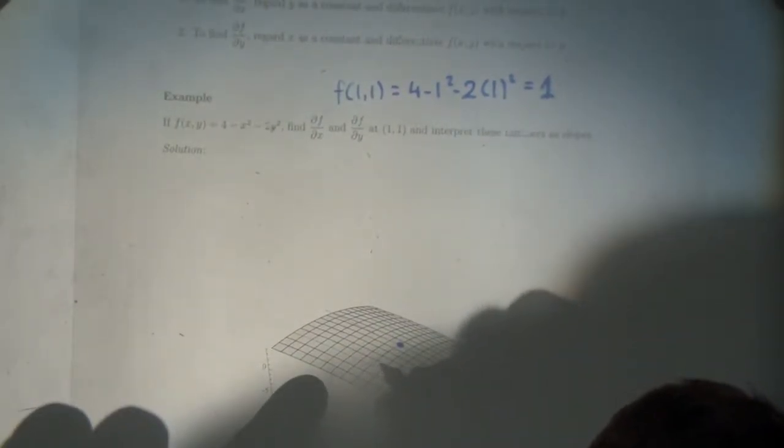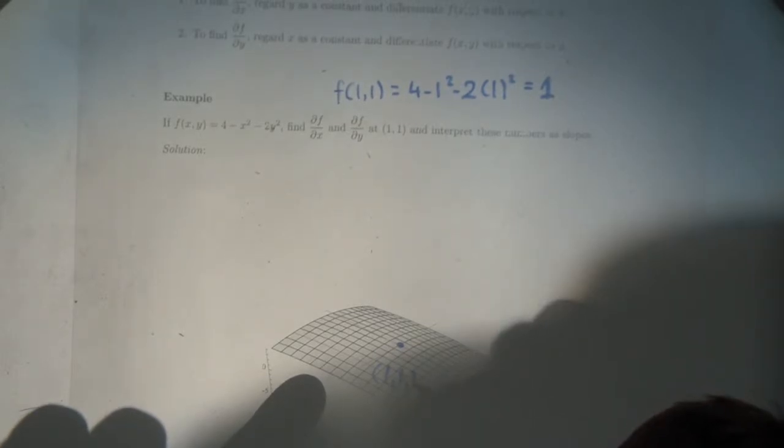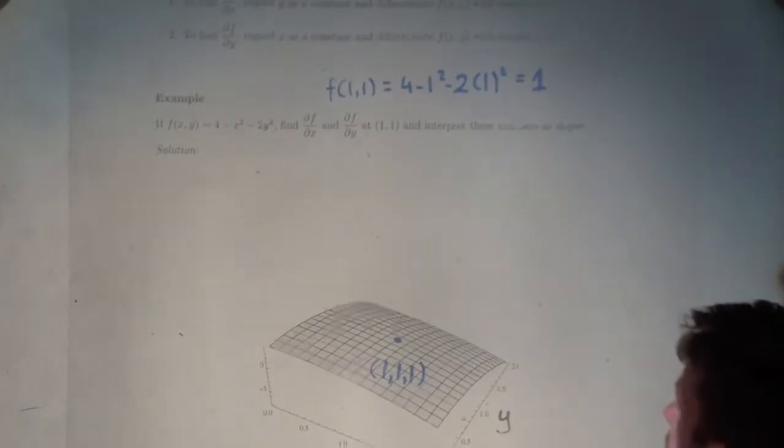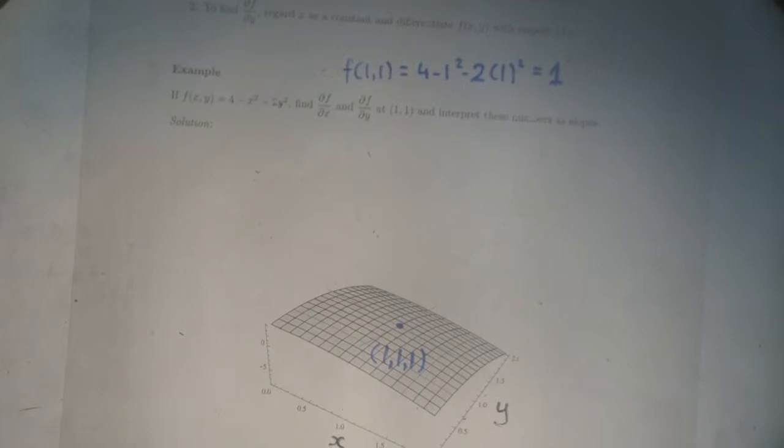I think you can probably do it here. 1, 1, 1. And calculate the partial derivatives at this point and interpret these numbers as slopes. Okay, so we'll differentiate first with respect to x.